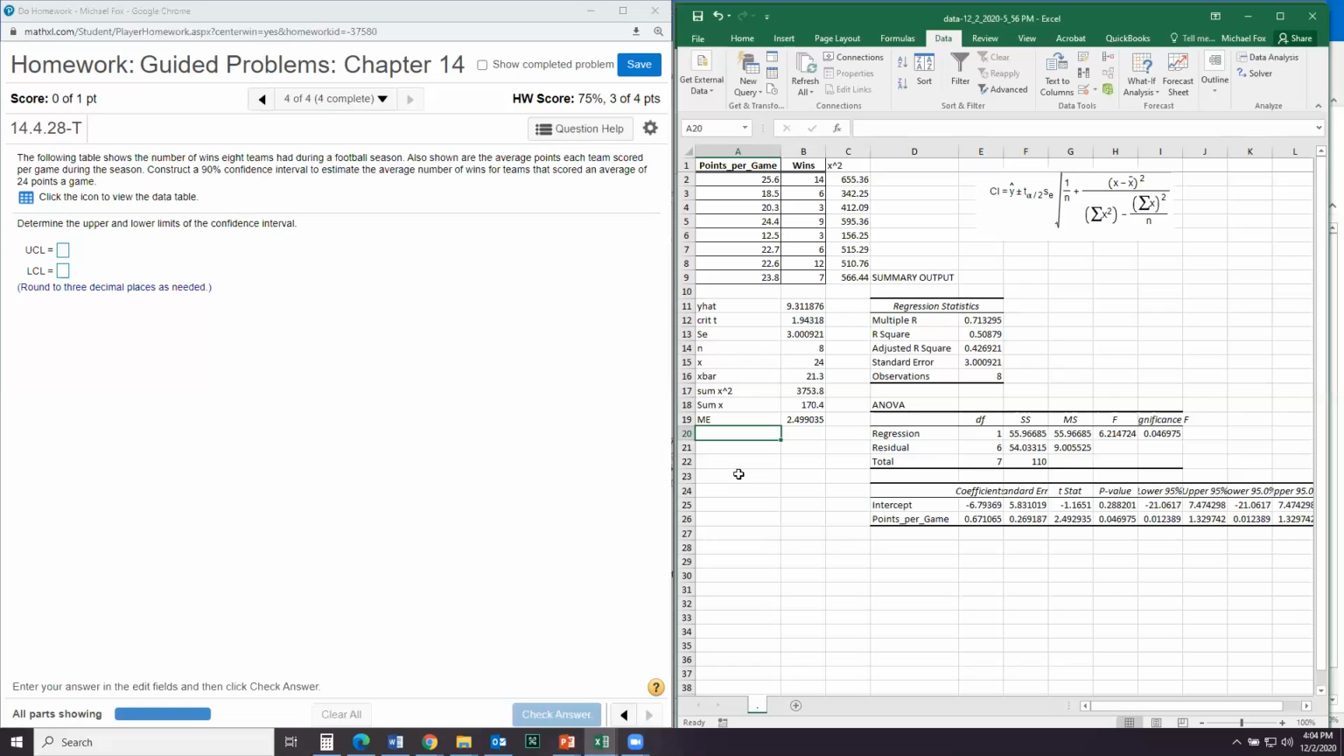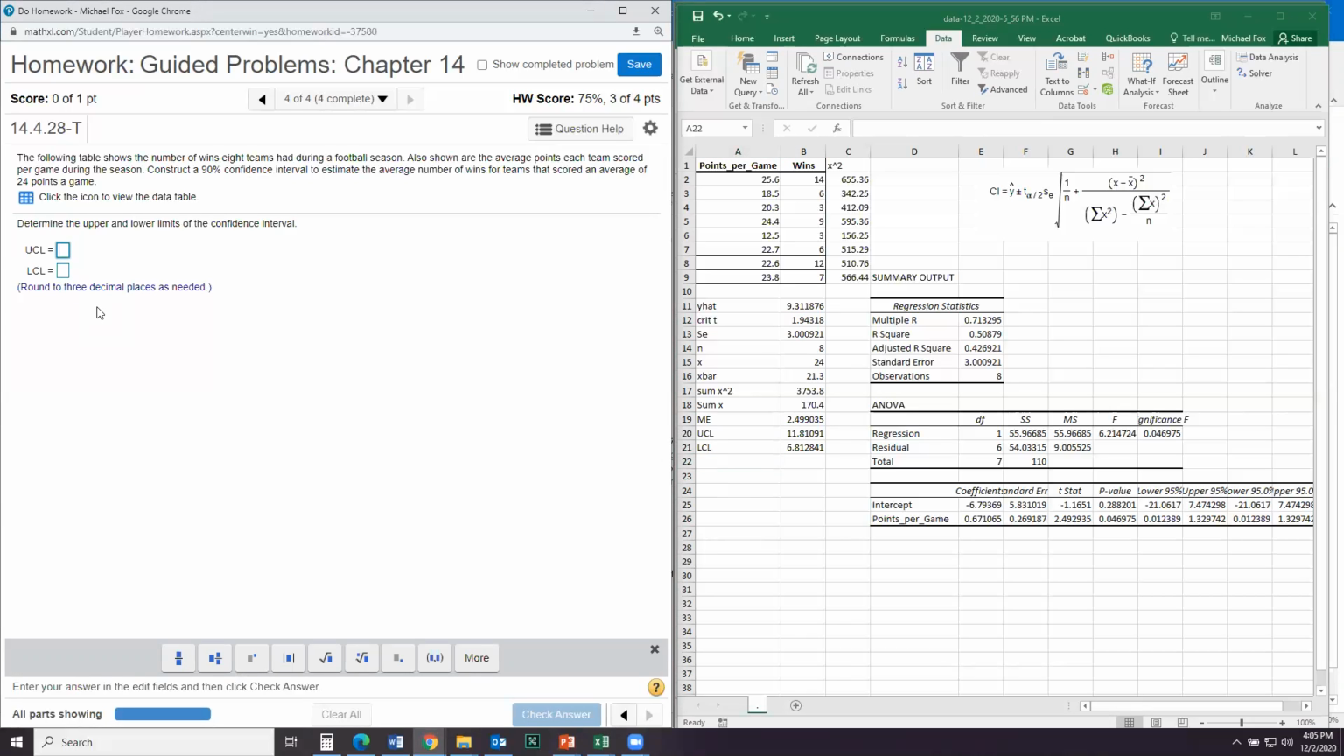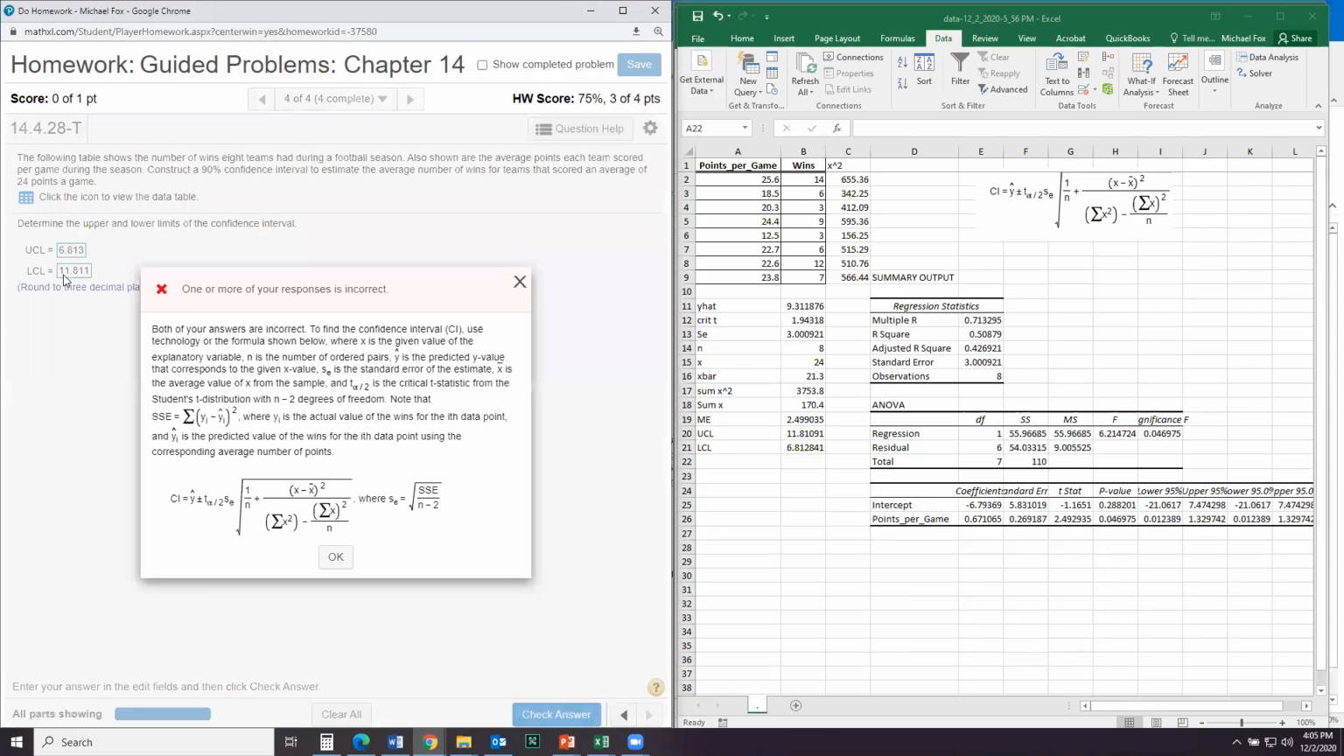So we'll say our upper confidence limit is equal to y hat plus the margin of error, and then our lower confidence limit is equal to y hat minus the margin of error. So we are 90% confident that when x is 24, you're going to win between 6.8 and 11.8 games. So 6.813. I'm not sure why we're rounding it out to 3 decimals when honestly you have to round to a single game, right? 11.811.